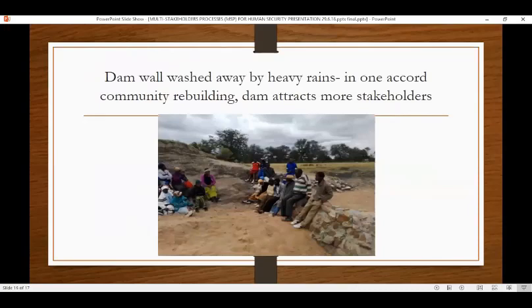the dam wall was washed away. Once that happened, it meant that they had not actually got everybody on board, including the expertise. They were doing it because this is what they wanted as a community. But later on, as I said, in one accord, they were not discouraged after the dam was washed away by water. They had to sit down again and look for the different stakeholders who can help them build their dam once more. This is where they are now.